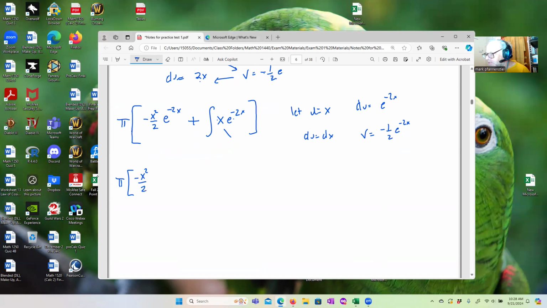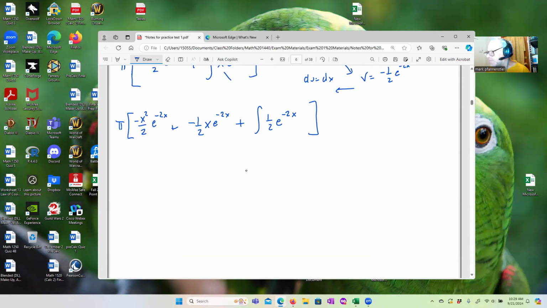Pi times negative x squared over 2 e to the negative 2x plus, and now we have to integrate this because there are no coefficients or anything out here. I'm just going to go with plus. We have uv, so that's going to be minus 1/2 x e to the negative 2x. That's this piece. Minus the integral, but it's really minus a negative, so plus 1/2 e to the negative 2x. Okay, and at this point we don't have another polynomial, so we are good to say we're about done here. So let's go ahead one more time just to integrate, not integration by parts anymore, just integrating.